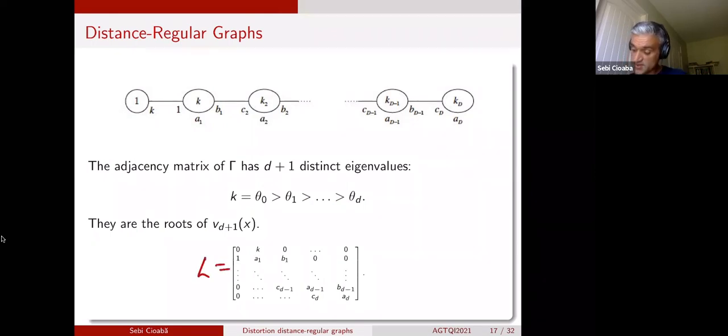I guess in BCN it is denoted by L, which is the quotient matrix of the distance partition from a vertex, which is equitable. It's an equitable partition, and it has this quotient matrix. So it's this kind of tridiagonal matrix, and the distinct eigenvalues of the big graph, d plus 1 of them, are going to be all the eigenvalues of this matrix.